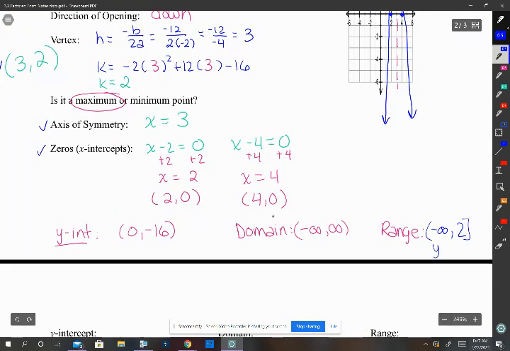Or we're going to say it's y is less than or equal to 2 because it goes down. Either one, okay? Same thing here. I could have done all real numbers.